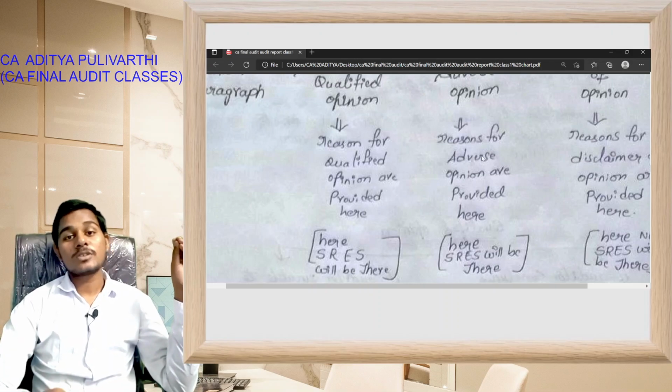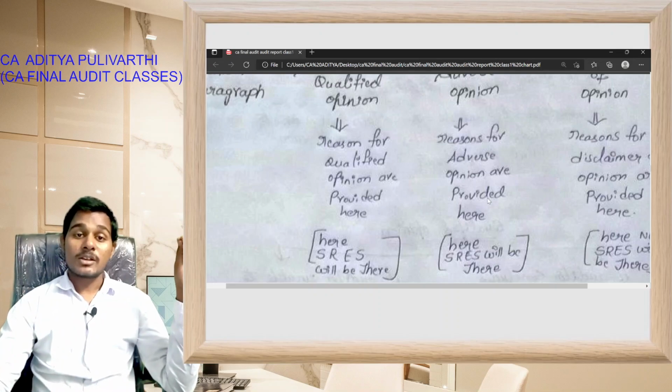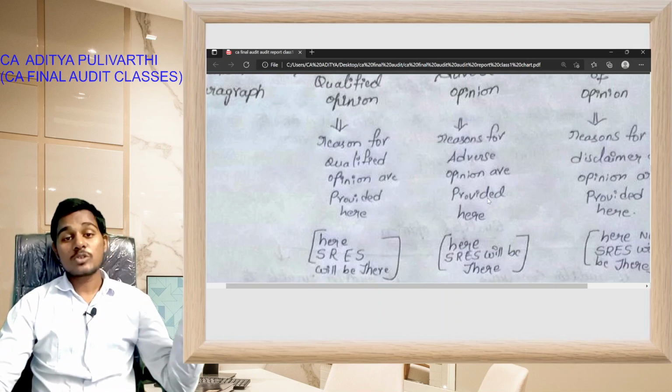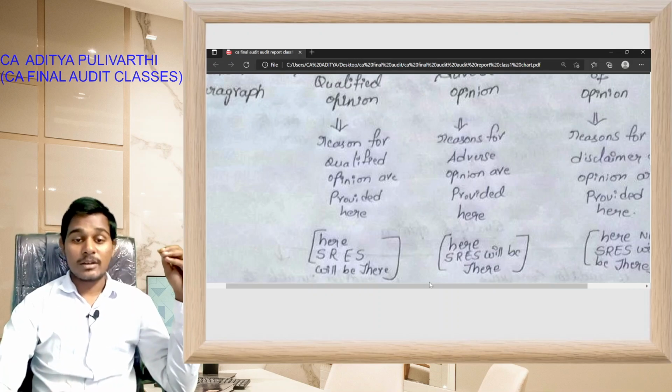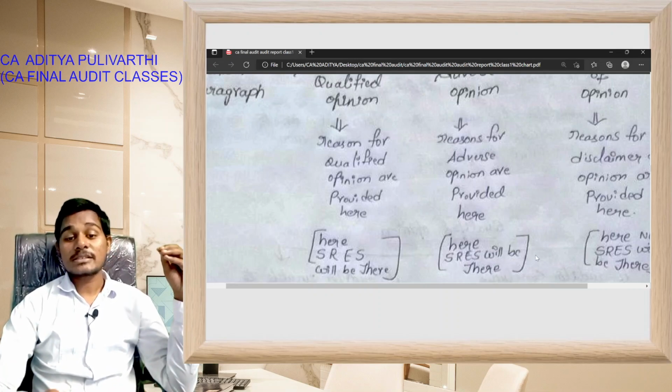And in the adverse opinion also, the auditor will specify why he is providing the basis for adverse opinion, and he will specify them here. Again here also we will provide SREs.